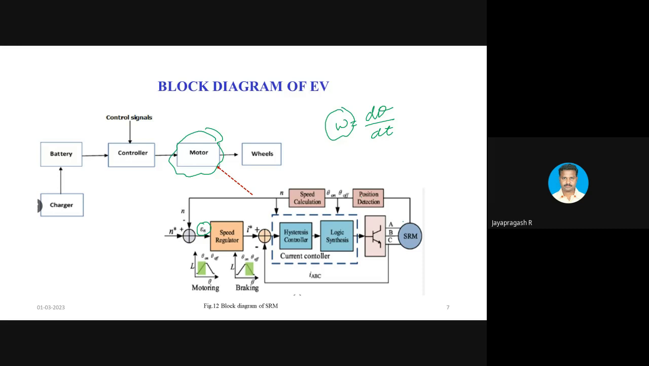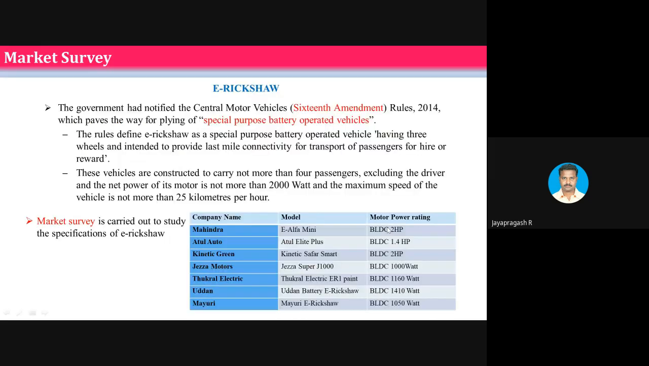So this is the machine which we are going to use now. Our aim is to design this machine. All these things already exist. We can make use of them. Let us discuss how to design this SRM for an electric vehicle application. That's our idea, right?